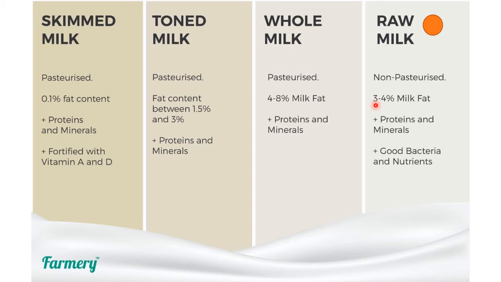Next, what are the additional points in all these types of milk? In case of skim milk, you will find proteins and minerals, and the milk is fortified with vitamins A and D. In case of toned milk, you will only find proteins and minerals. Same in case of whole milk. But in case of raw milk, you also find good bacteria and nutrients. To some extent, these nutrients may get lost in the process, and the good bacteria are also removed during pasteurization. Correct. So that is the main difference between raw milk and other types of milk.